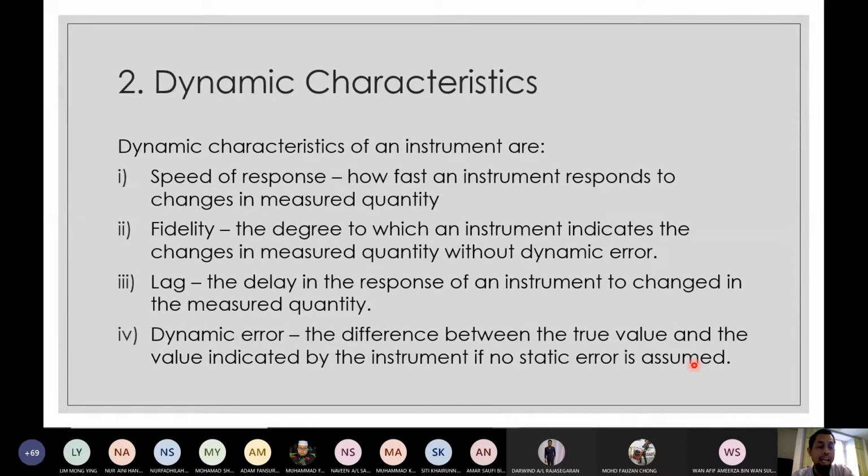The third factor is lag, the delay between the measurement and when the value comes out. Okay, the longer the delay, the more unreliable the result. And finally, dynamic error. Dynamic means changes with time. So dynamic error is the difference between the true value and the actual value when there is a difference in time. Okay, so these are the four dynamic characteristics.